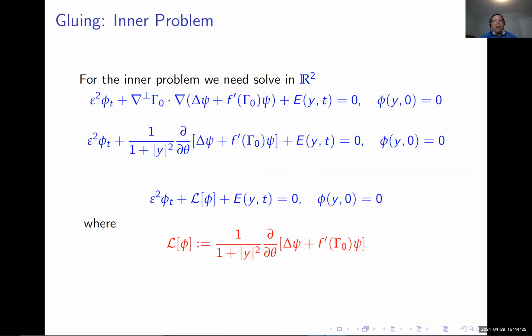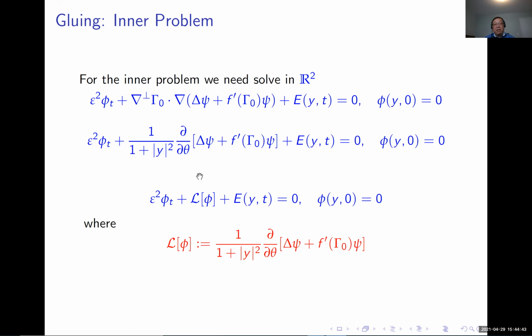Now let's look at the final, the inner problem, which is the main difficulty, right? This is the inner problem. This is a third order problem, with some ODE. So this is the inner problem we need to solve, okay?